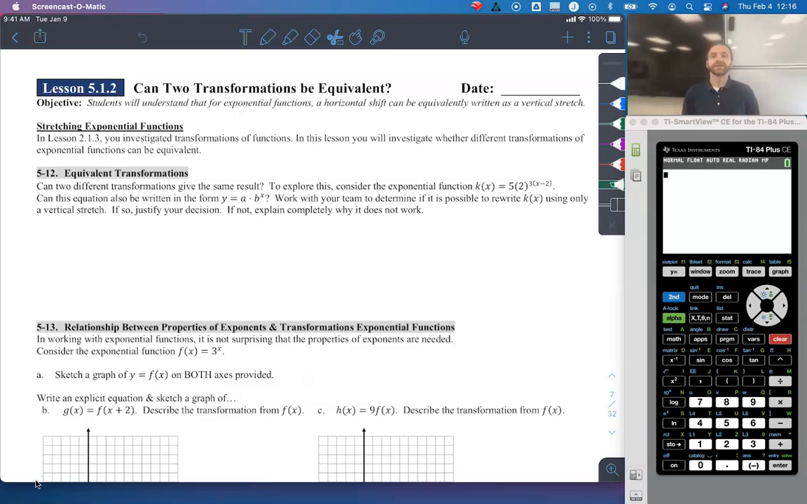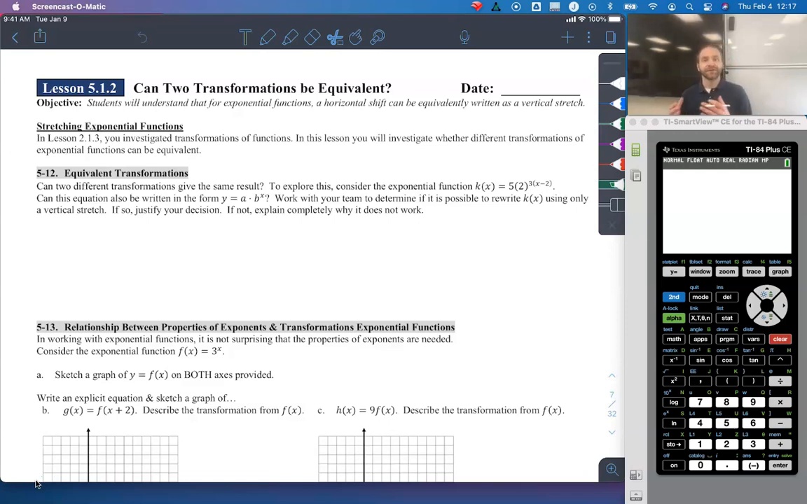So we're starting lesson 512, and this focuses on can two transformations be equivalent to each other? And what that means is if I have a horizontal shift in a function, can I represent that with a different transformation? Or if I have a vertical shift, can I represent that with a different transformation? If I stretch it, how else can I write it besides using a stretch factor? And so that's really what the main idea behind this lesson is: stretching exponential functions, can we represent those using a different transformation?